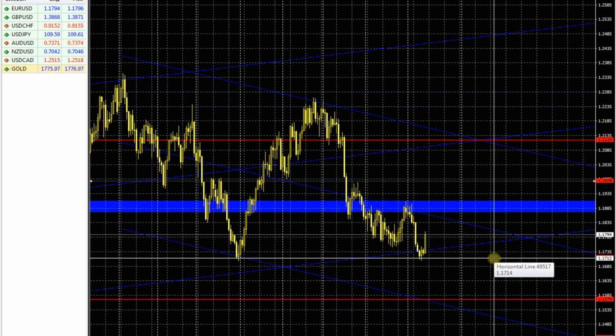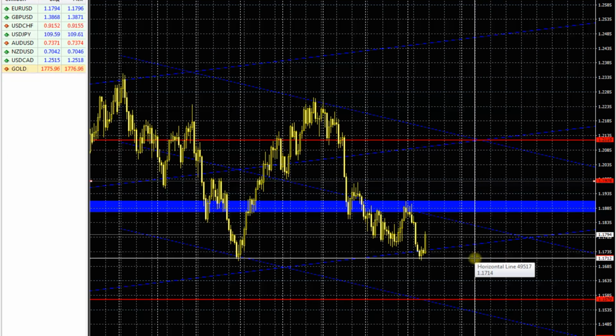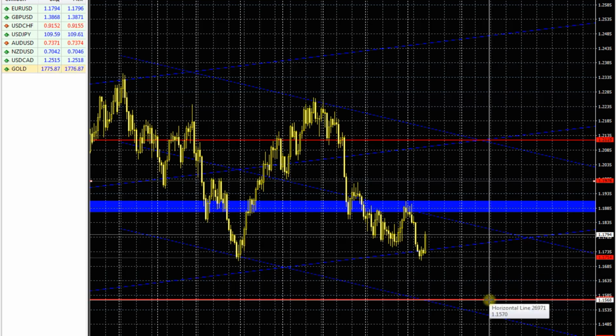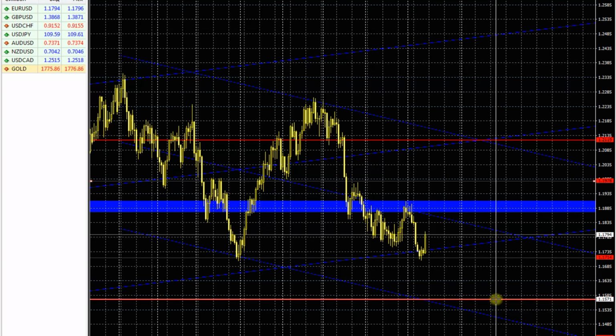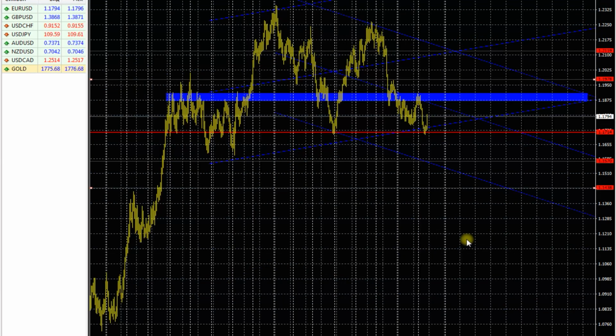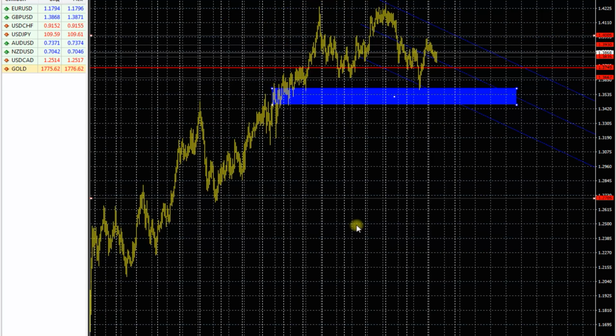The nearest levels where I will expect the price are 1.1712 and 1.1571. So that's all about Euro USD. The next pair is GBP USD.